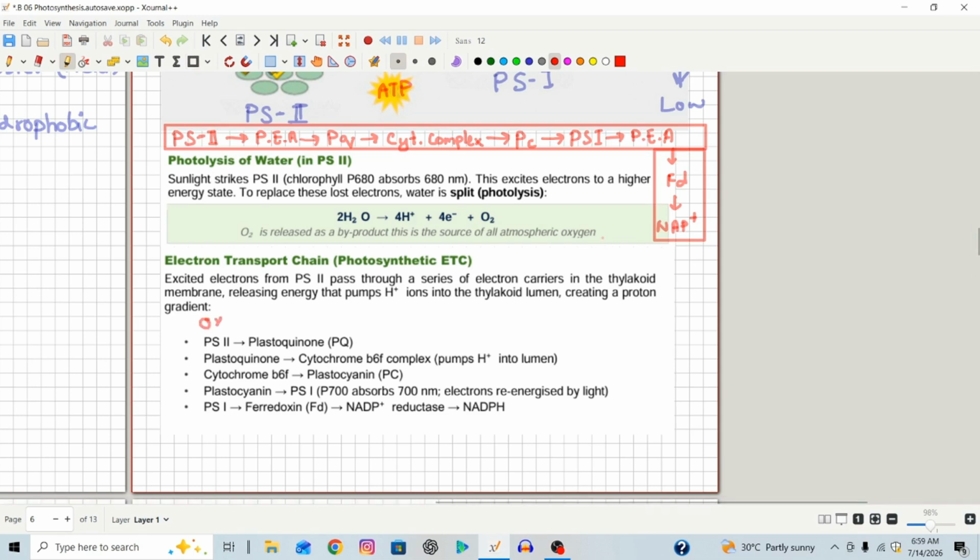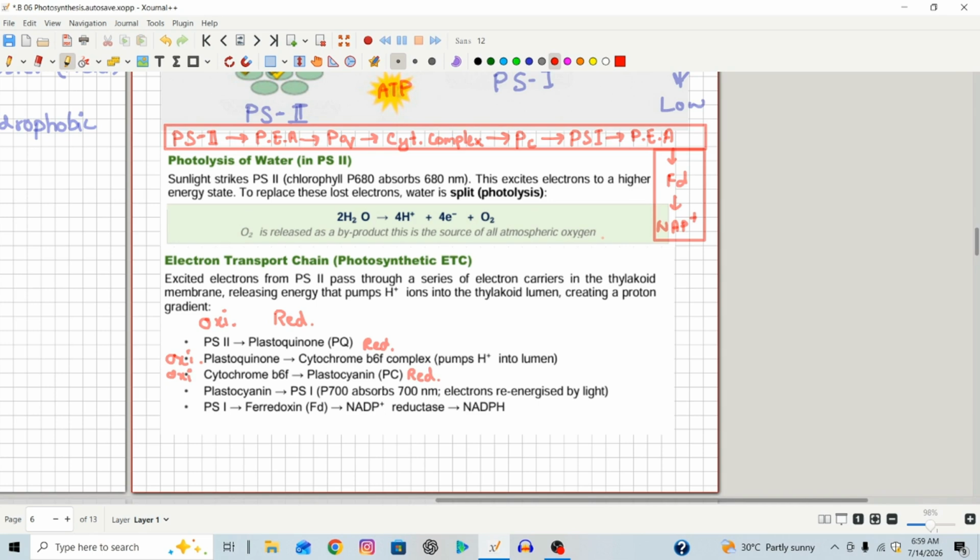Photosystem 2 was oxidized because an electron was removed, and plastoquinone accepted the electrons, so plastoquinone was reduced. After, plastoquinone gave electrons to the cytochrome complex, so plastoquinone is now oxidized, right? And the cytochrome complex is reduced. Then the cytochrome complex gave those electrons to plastocyanin, so now the cytochrome complex is oxidized and plastocyanin is reduced. You can see the cycle here.